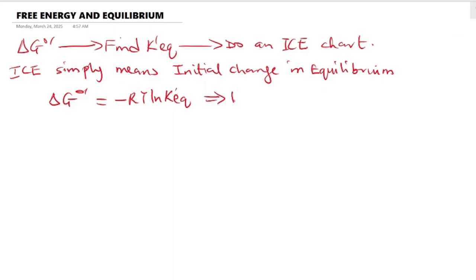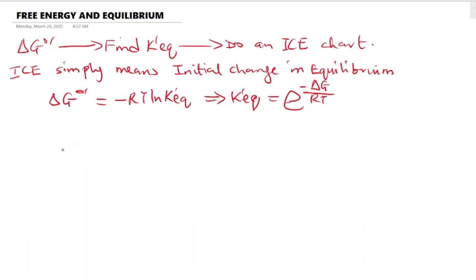Rearranging this equation, we have our K_eq equal to e to the power of minus delta G over RT. So basically this is our formula. When we go ahead and put these values in, we will have the following. So we fix the values that we were given.